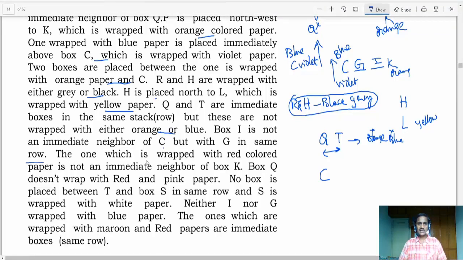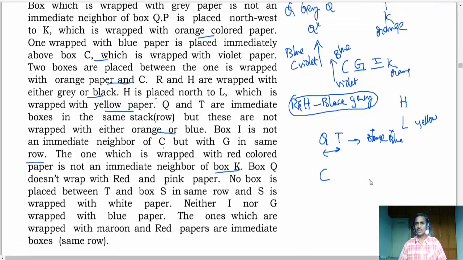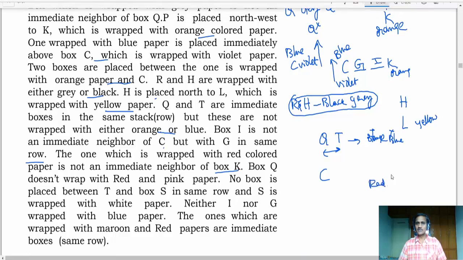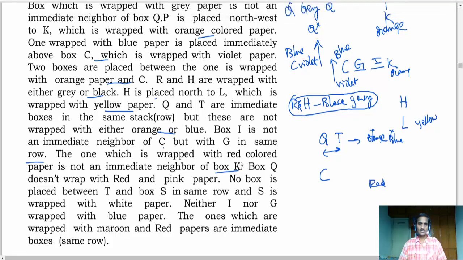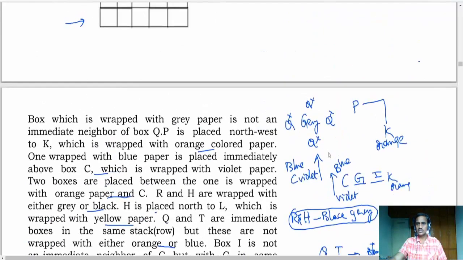The one wrapped with red color paper is not an immediate neighbor of K. Red and K are not adjacent to each other. Okay? Now, as of now we have discussed the information till now. Let us arrange all of this now. Start with C.